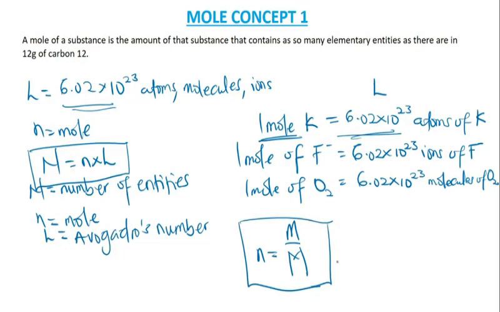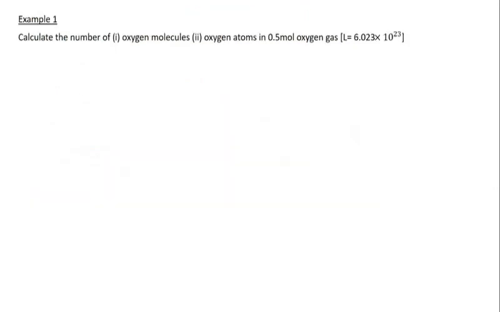Now let's look at some basic examples on what mole is, and how we can solve it using Avogadro's number and capital N, which is the number of entities. We have been asked to calculate the number of oxygen molecules, then the number of oxygen atoms in 0.5 mole of oxygen gas. We have been given L, the Avogadro's number, to be 6.023 times 10 raised to the power 23.